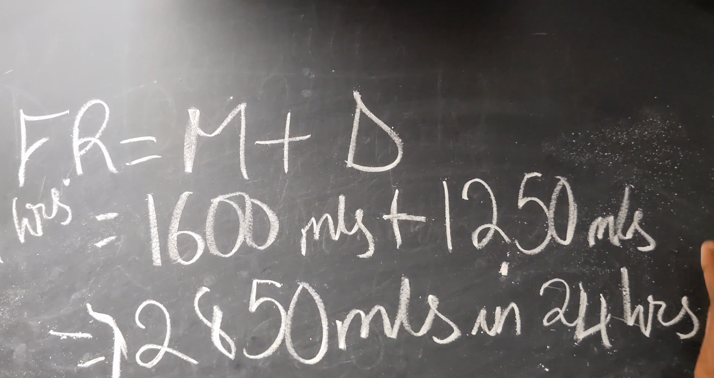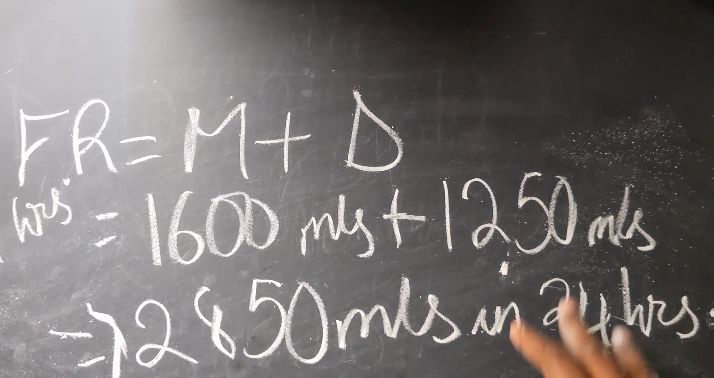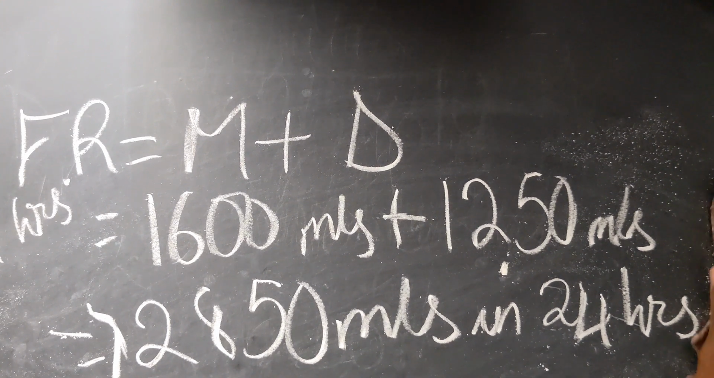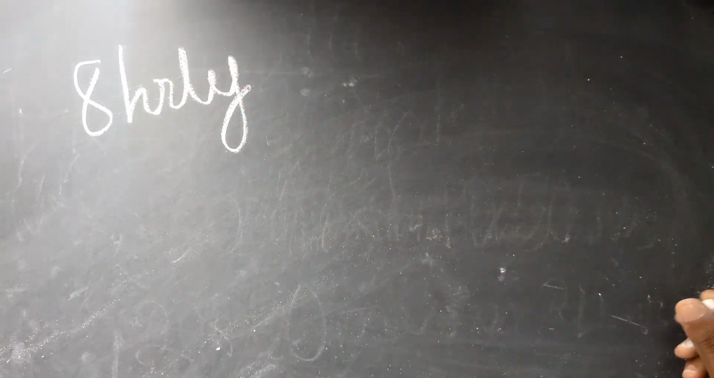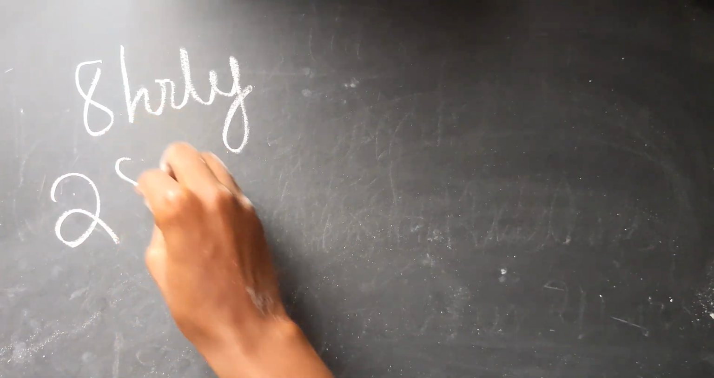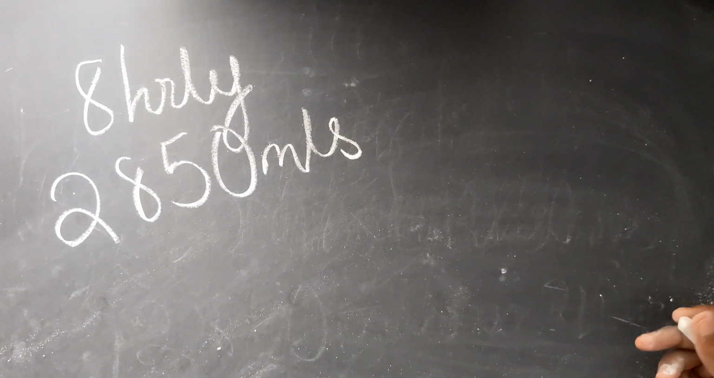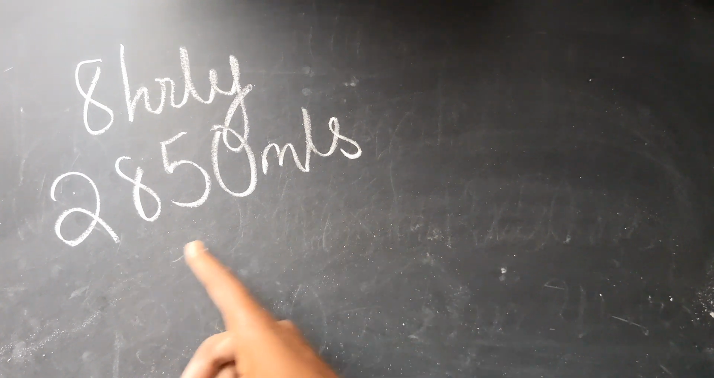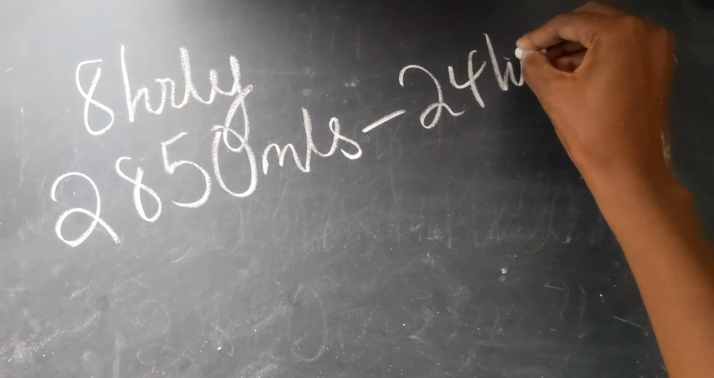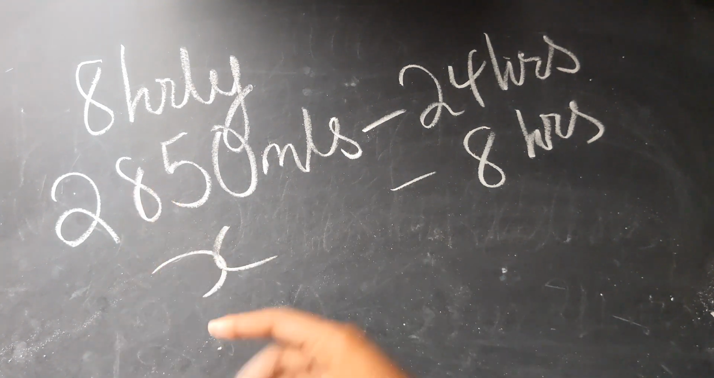Now remember that we said we would have to divide it 8 hourly or 6 hourly, right? You remember that, isn't it? So for me, I'm comfortable with the 8 hourly. So for that 2,850 mils, what are we going to do? This we're giving in 24 hours. What about in 8 hours? How much of the fluids will we have?